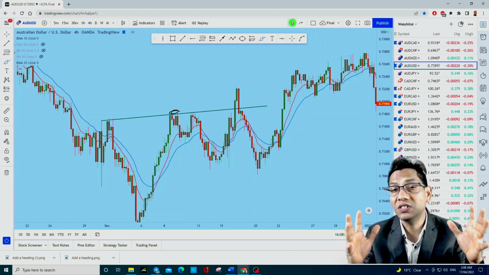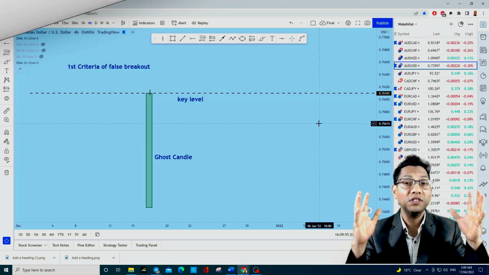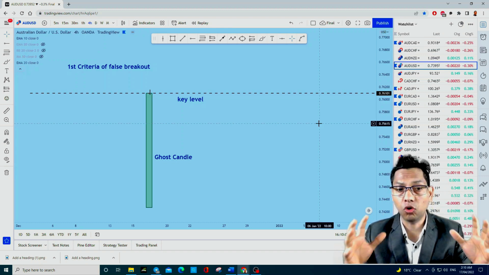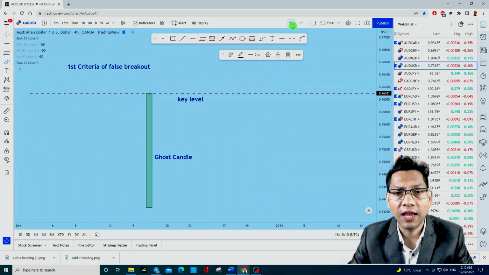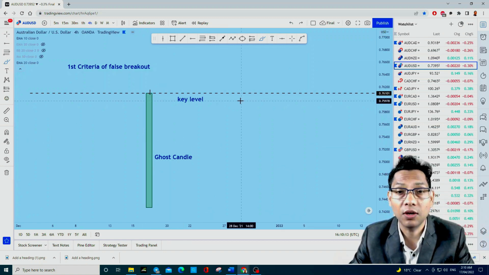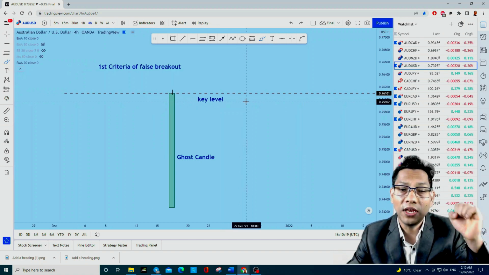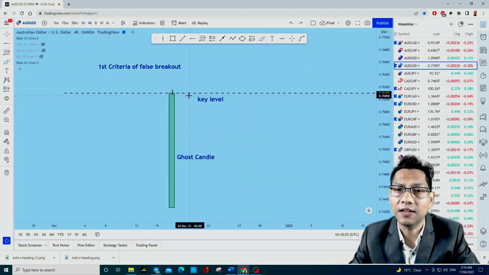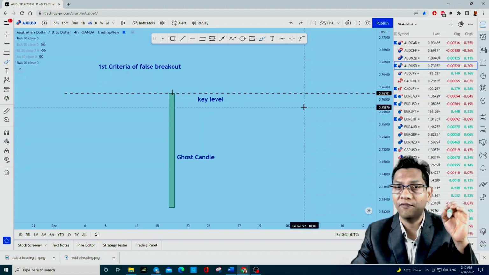So what is the first criterion of a false breakout? The first criterion to identify a possible false breakout is when we see a ghost candle, or a big candle, hit a key level directly without a proper retracement or pullback. That means when you see a bigger candle with a long body hitting a key level, there is a high chance that it is going to be a false breakout.